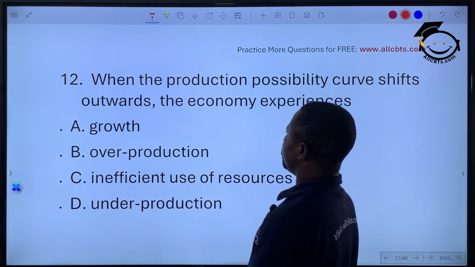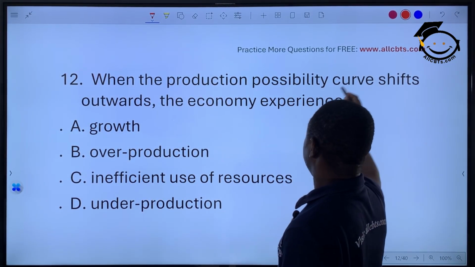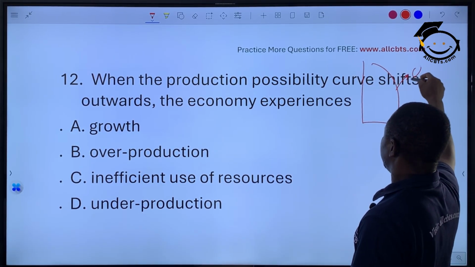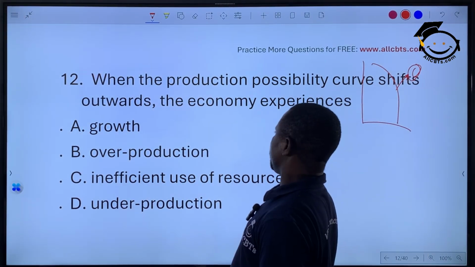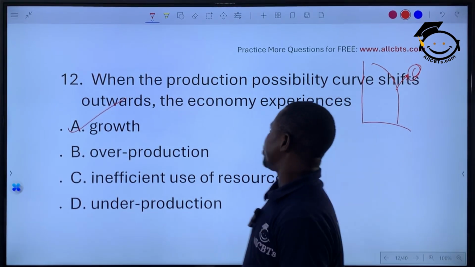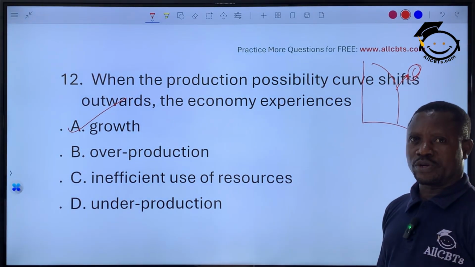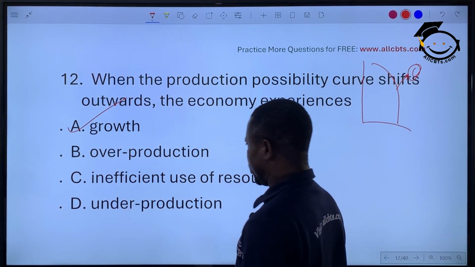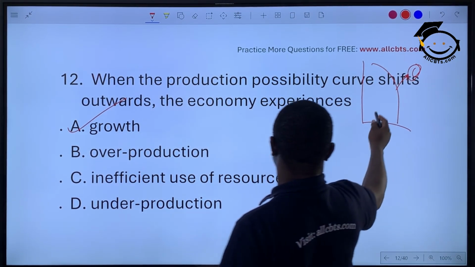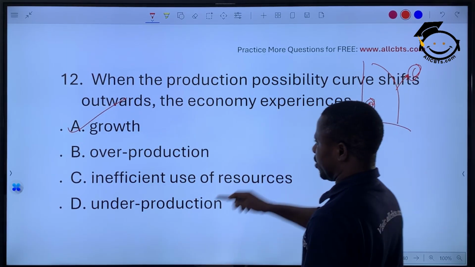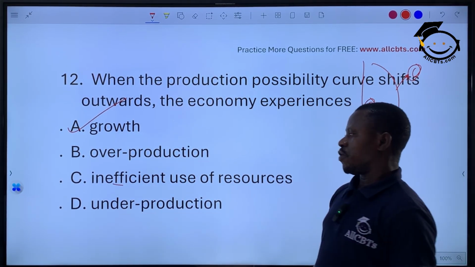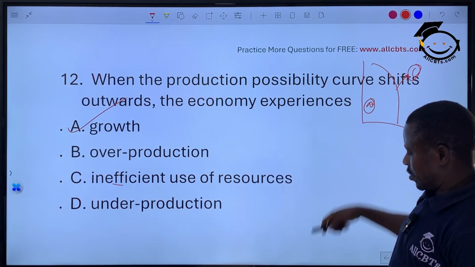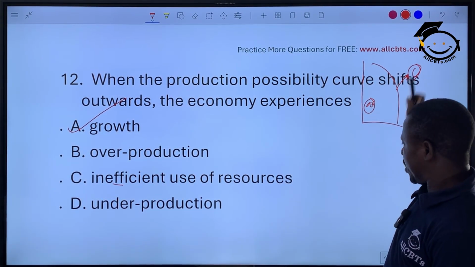When the production possibility curve shifts outwards, I just showed you now, in about 2 or 3 questions before now. Shift outside, that's that point C I showed you earlier. Then the economy is experiencing growth. And when this continues for a long time, growth can lead to development. There's a topic in economics called economic growth and economic development. If it is below, like I told you earlier, that's inefficient use of resources or underutilization of resources. But now I'm talking about outside.